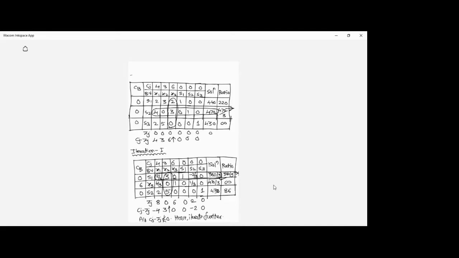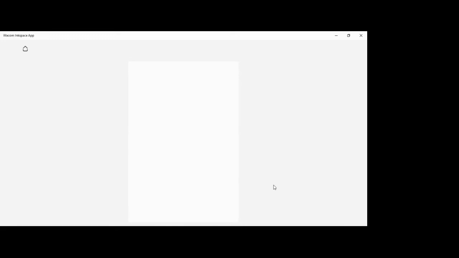So the leaving variable here is which one? The leaving variable here is S1, and the entering variable here is X2, right? So we'll have to move for the iteration number 2. So just give me a few more seconds so that I can write the iteration 1 table again, so that we can frame out the iteration 2 table, right?